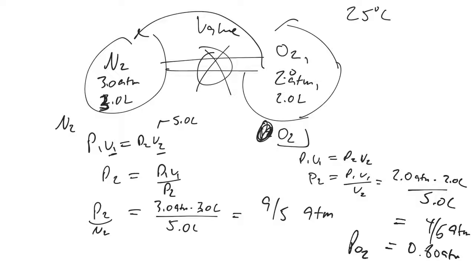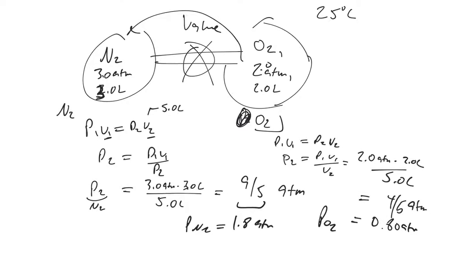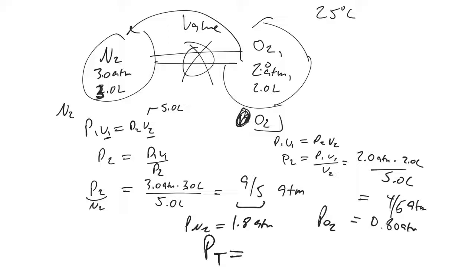So the partial pressure of oxygen, the pressure exerted in the system by just the O2 molecules, will now be lower because it's expanded into a larger volume. And likewise, the nitrogen's pressure now is lower because it's expanded into a larger volume. So that should be 1.8 atm for the new pressure of N2. Now, what's the total pressure? Total pressure would just be the two values summed together. Take the partial pressure of the components of a system, and the total pressure would just be the partial pressures of your two components added together.